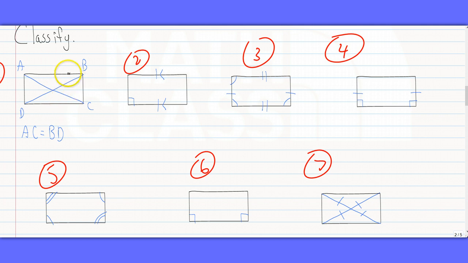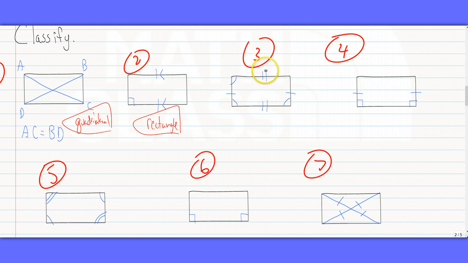In this one, we have segment AC is equal to segment BD, which is great. We have diagonals that are equal to each other. However, we never established the fact that this is a parallelogram, so the best name I could give to this one is just quadrilateral. Number 2, I can get parallelogram because we have one pair of opposite sides that are parallel and congruent to each other. It's a parallelogram with 1 right angle, which means they all must be right angles. So this one can be classified as a rectangle.